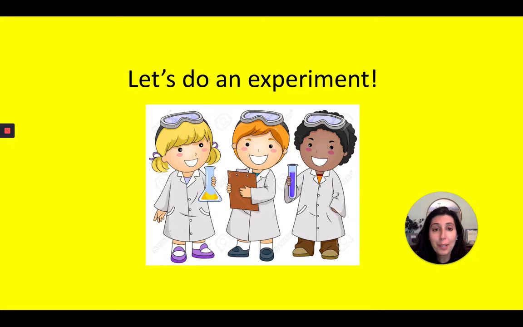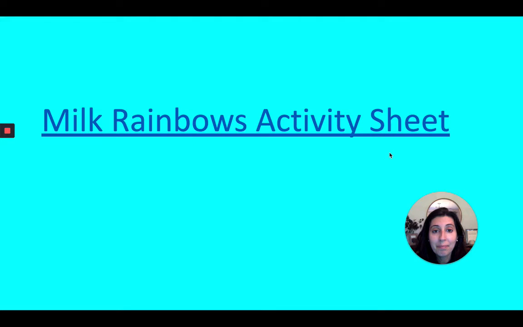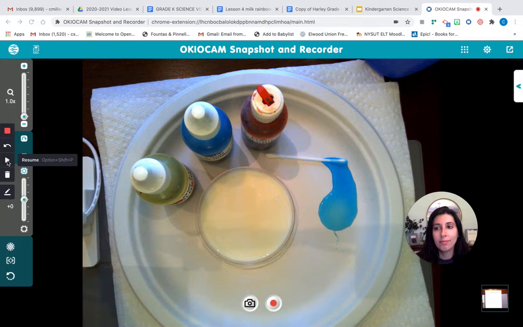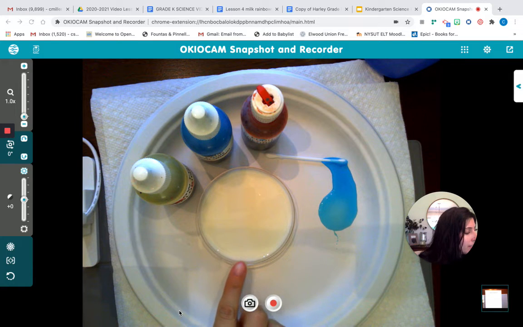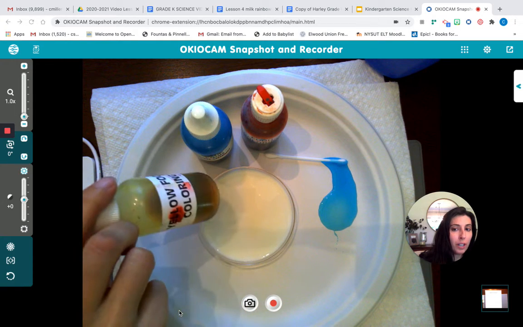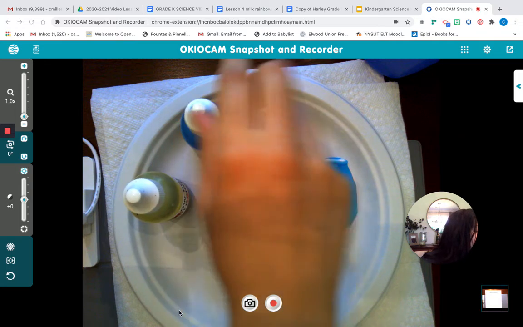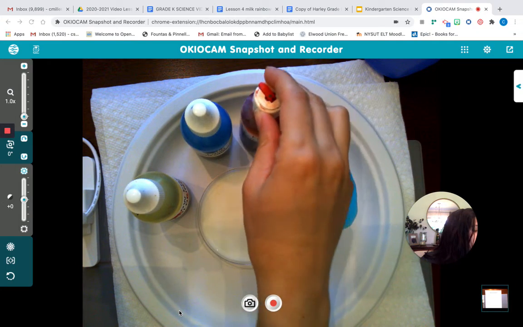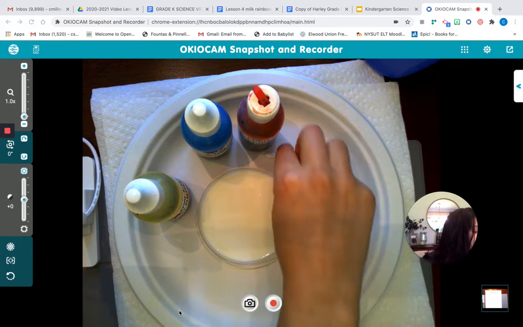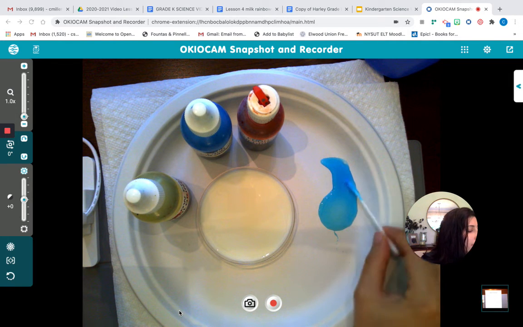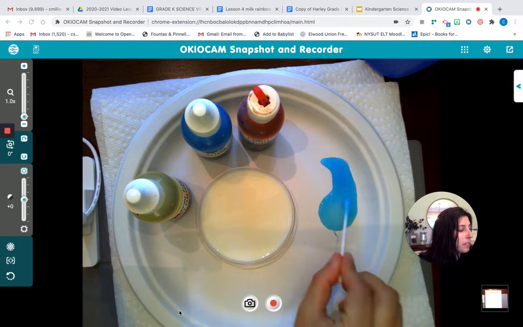Now let's do an experiment. All right, let's see what materials we need for today's experiment. We have some milk. We have yellow food coloring, blue food coloring, and red food coloring. We have some dish soap, and we have a Q-tip dipped in the dish soap.